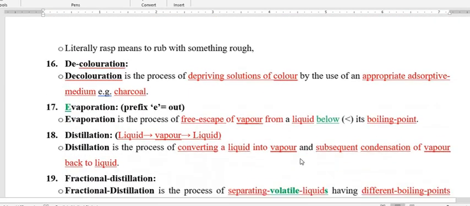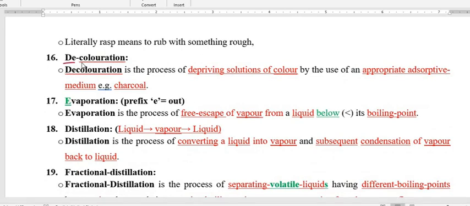Now next is decoloration. The name is clearly indicating removing of color. If we are removing the color of a solution by a process, it is called decoloration, or depriving the solution of color. For that we use an adsorptive medium that will adsorb the color. An example is charcoal, which adsorbs the color and therefore removes it. That is called decoloration.